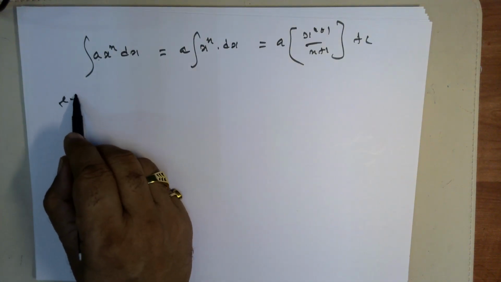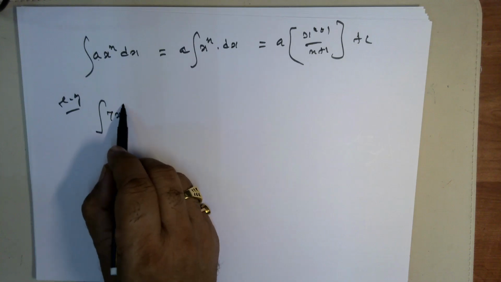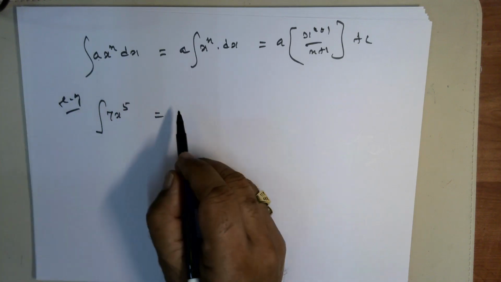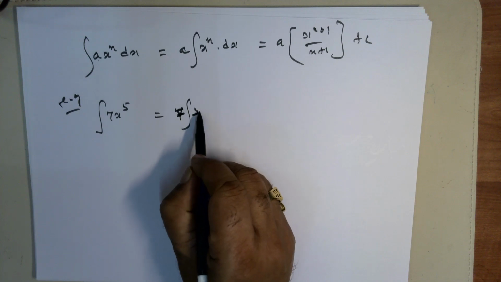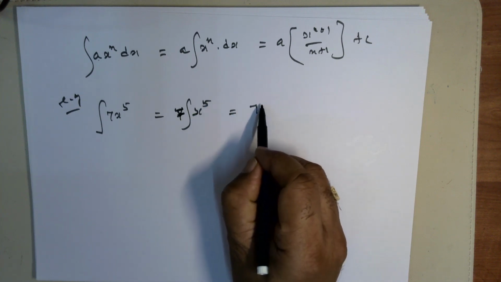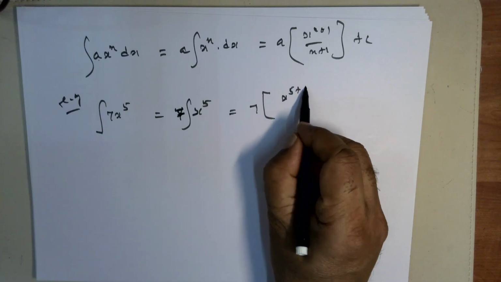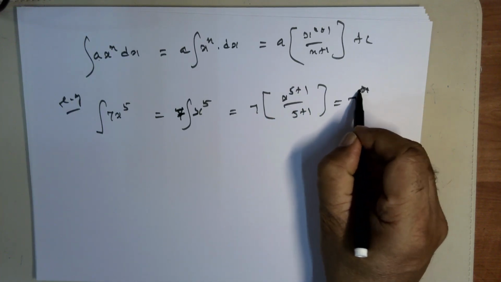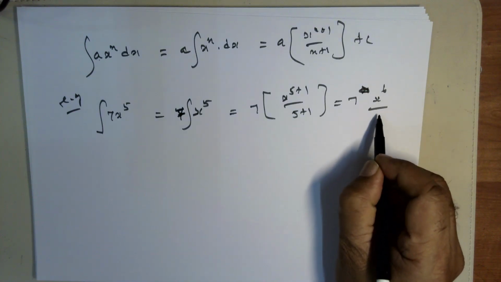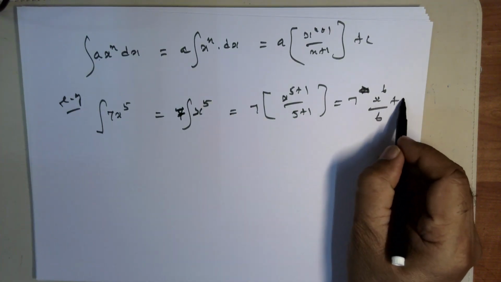Now let us evaluate the integral of 7x power 5. What we are supposed to do is, being a constant, take 7 outside the integral. So 7 and then x power 5. So 7 of what? 5 plus 1. x power 5 plus 1 divided by 5 plus 1. It means 7 x power 6 by 6, plus c.